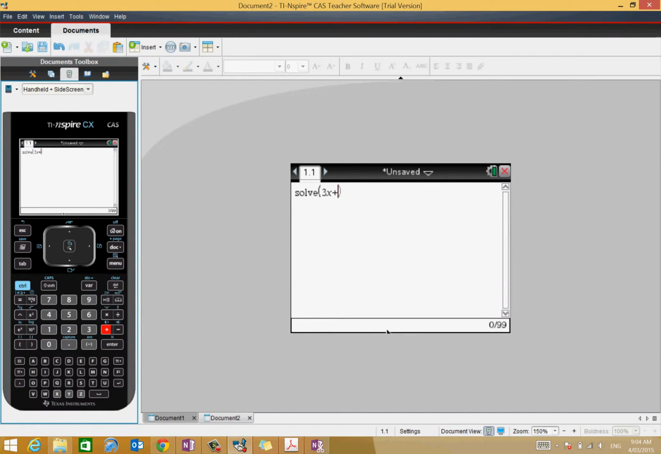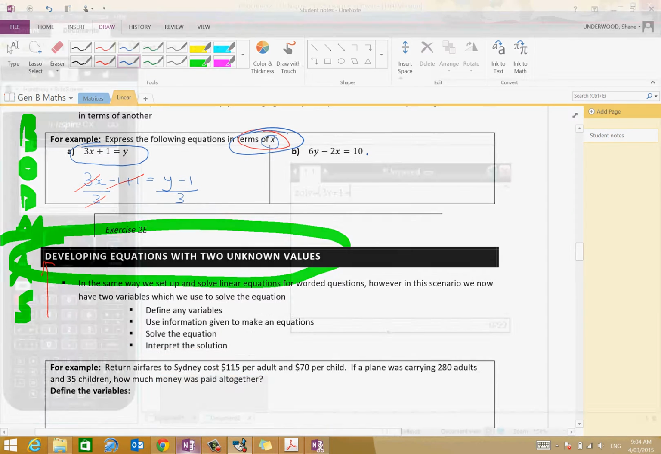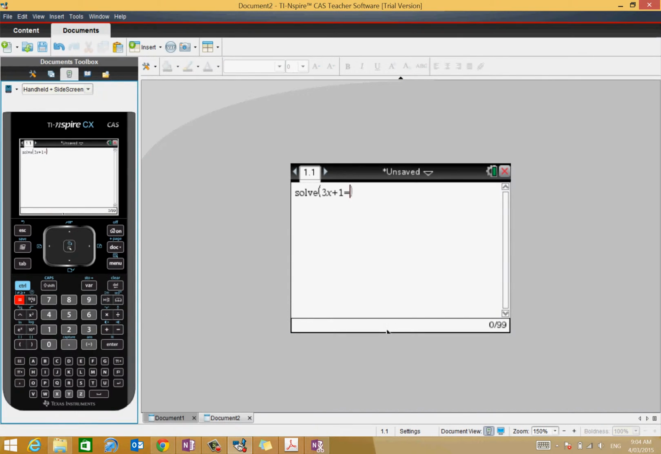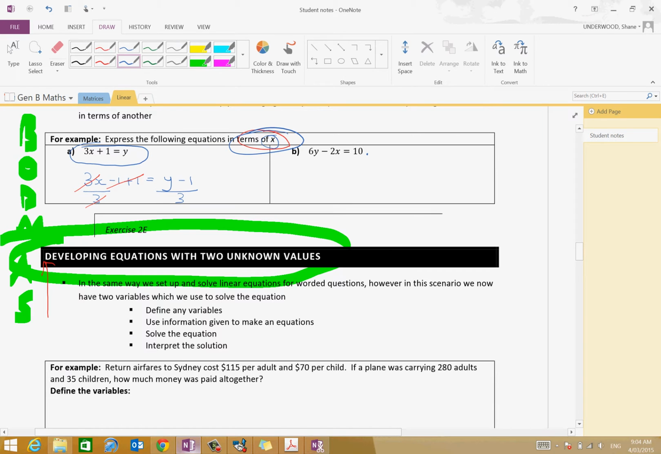3x plus 1 is equal to y, and it's not comma y or anything, it's comma x. And what that will do is it'll rearrange the equation in terms of x and get x as the subject. So x is equal to y minus 1 over 3. So far so good, I hope.